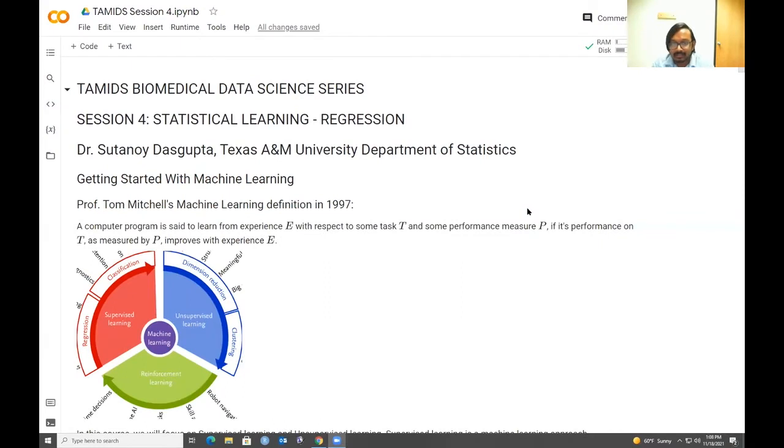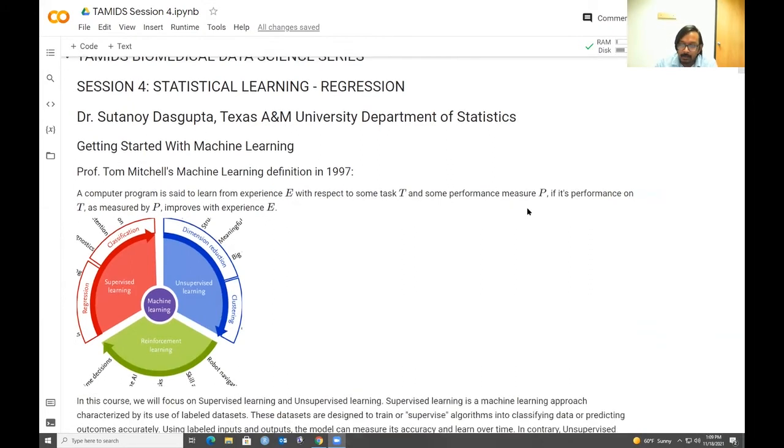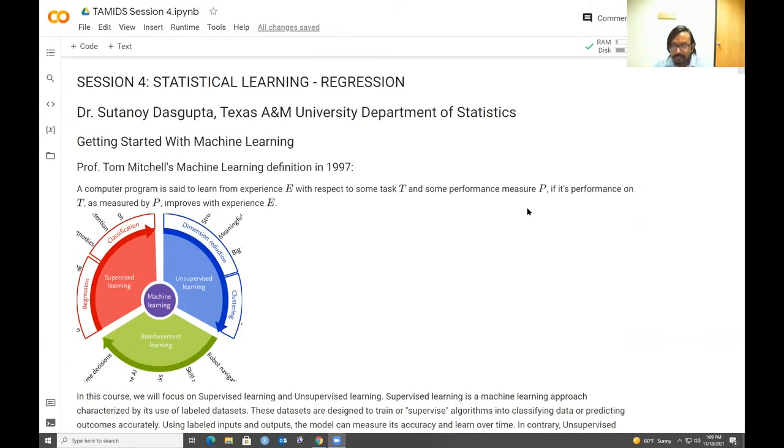Welcome to the Biomedical Data Science series. In today's lecture, we're going to talk about statistical learning, specifically regression. However, we're going to talk about regression as an aspect of machine learning. So the first question is, what is machine learning?